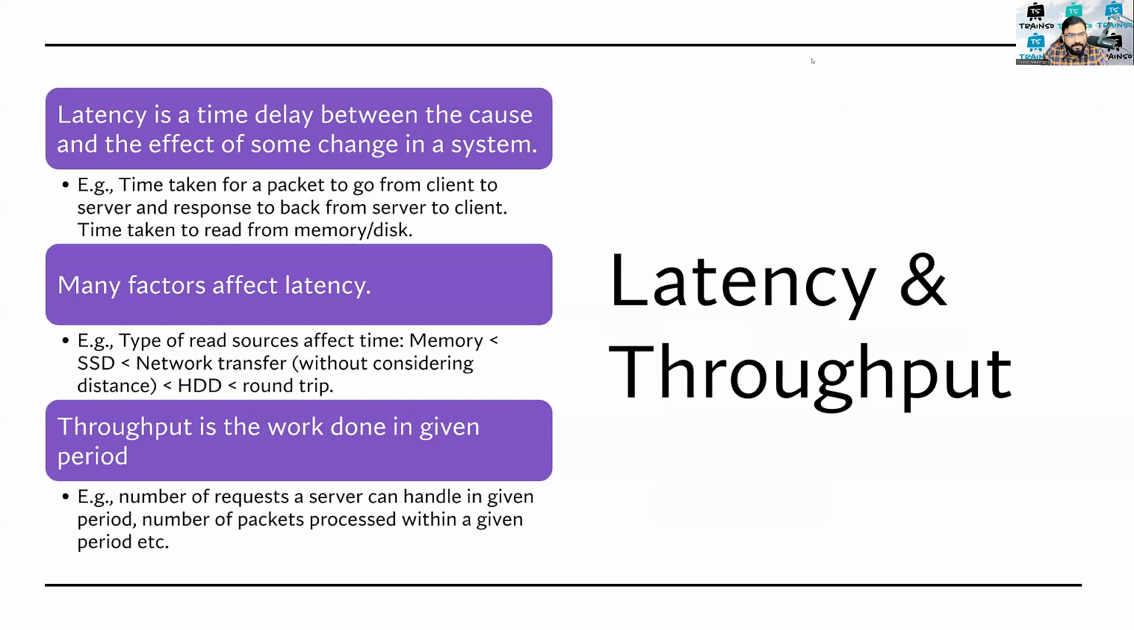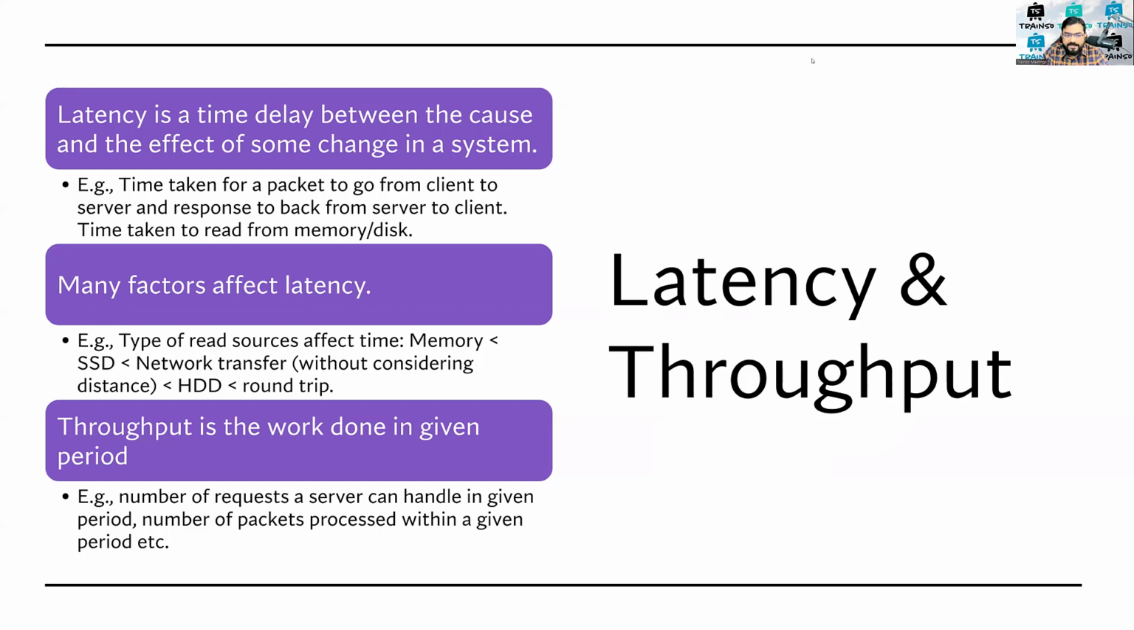Latency and throughput. So latency is a time delay between the cause and effect of some change in a system. There could be a lot of examples. For example, the time taken for a packet to go from client to server and then a response from server to come back to client, or time taken to read from a memory or a disk.